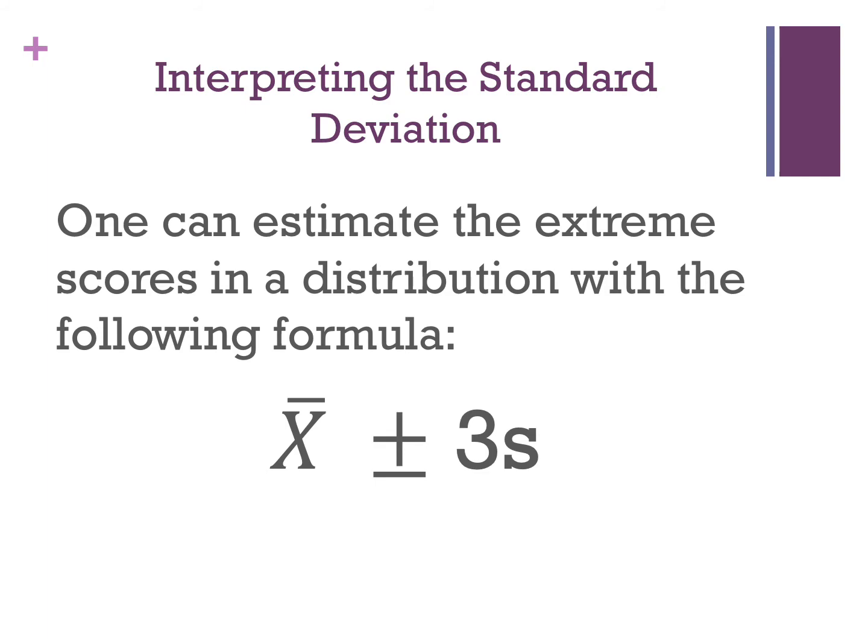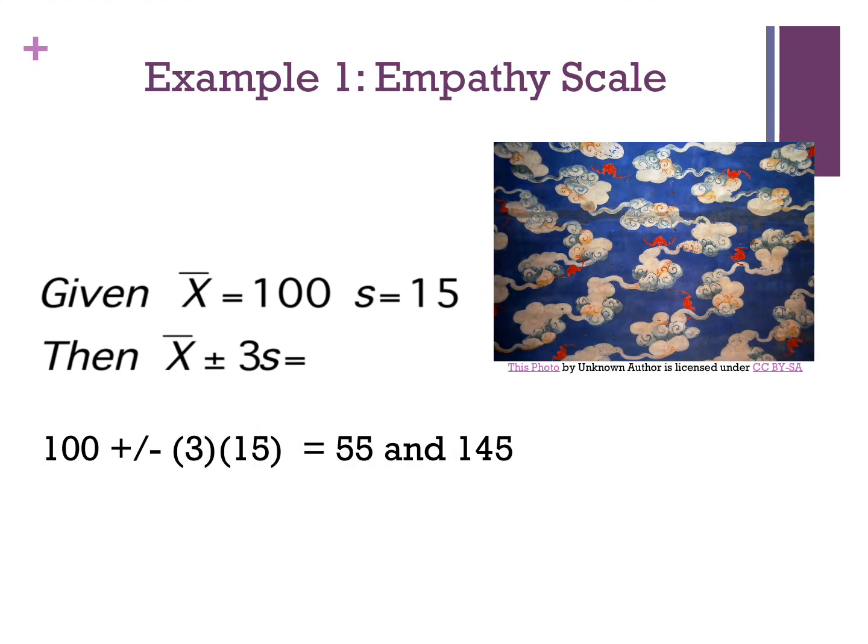So let's look at some concrete examples. Suppose we're given the following information. We have scores for an empathy scale, let's call it test X, for a group of students. This group of students is called a norming sample for the empathy scale. A norming sample is a group of randomly selected students from the U.S. who represent the population of U.S. students. We want to find an extreme low score and an extreme high score for this group of students.